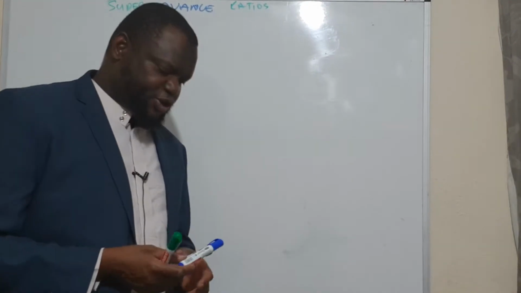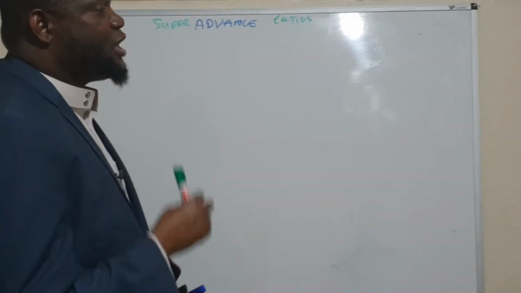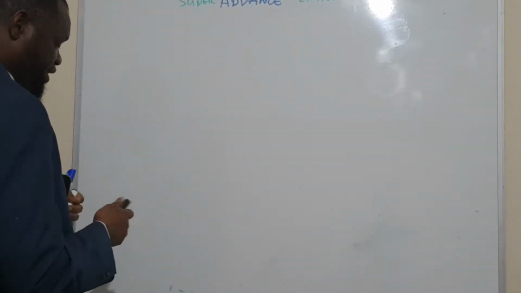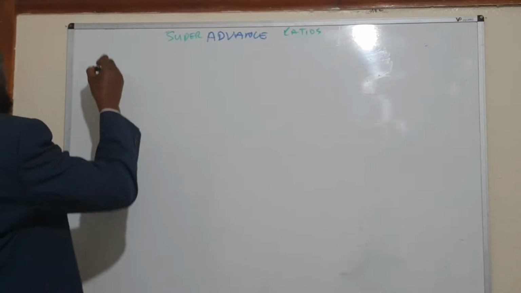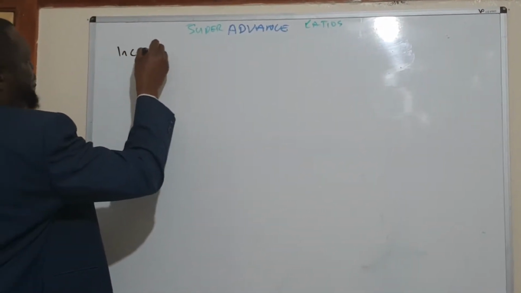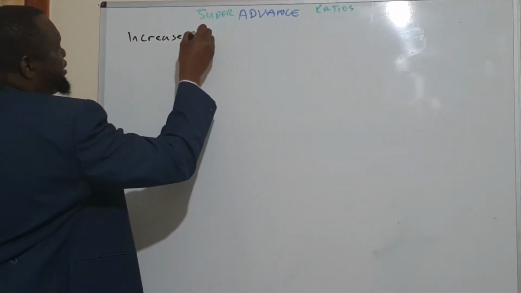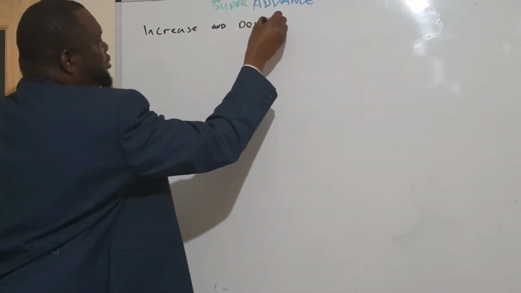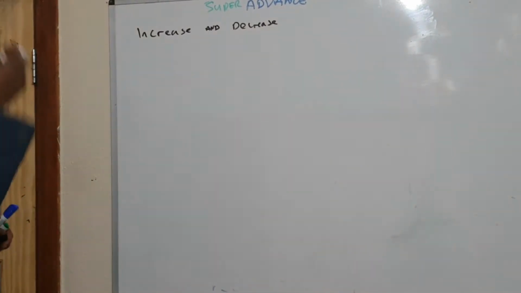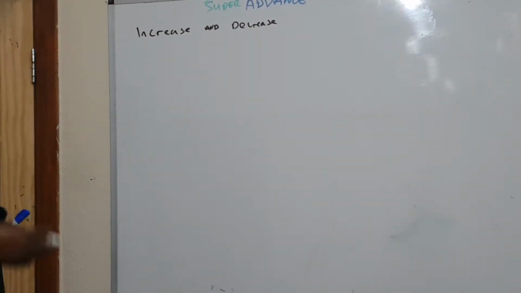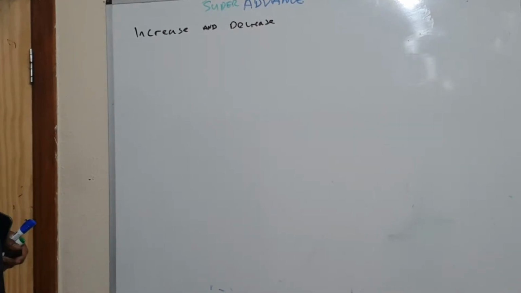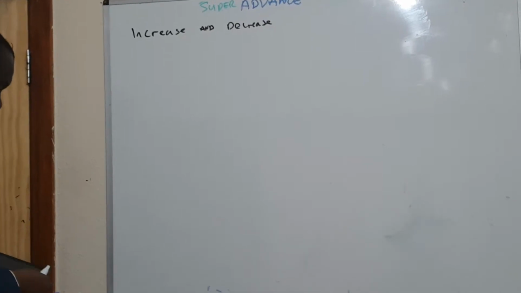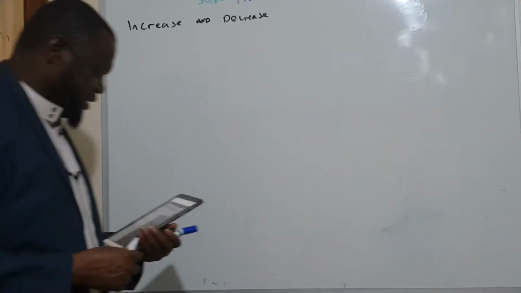Okay. Now we look at our ratios. What I mean here is increase or decrease in ratio. I've touched on this superficially. Increase and decrease. This is what I mean. And this is where you decrease something by a ratio. Let me look at an example.